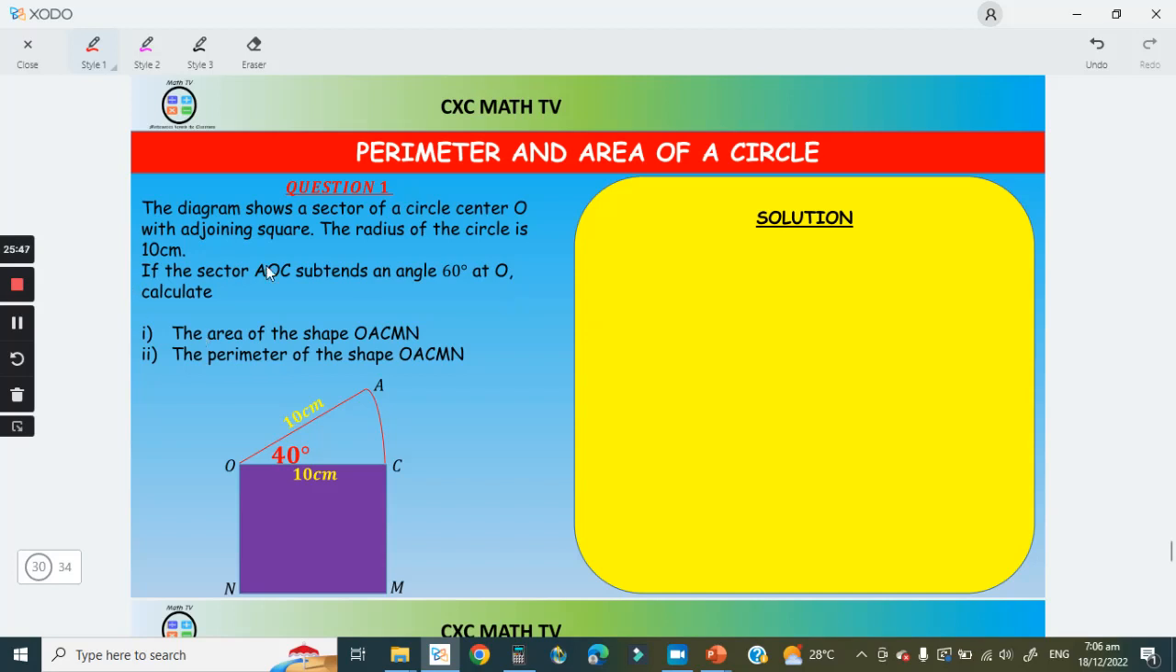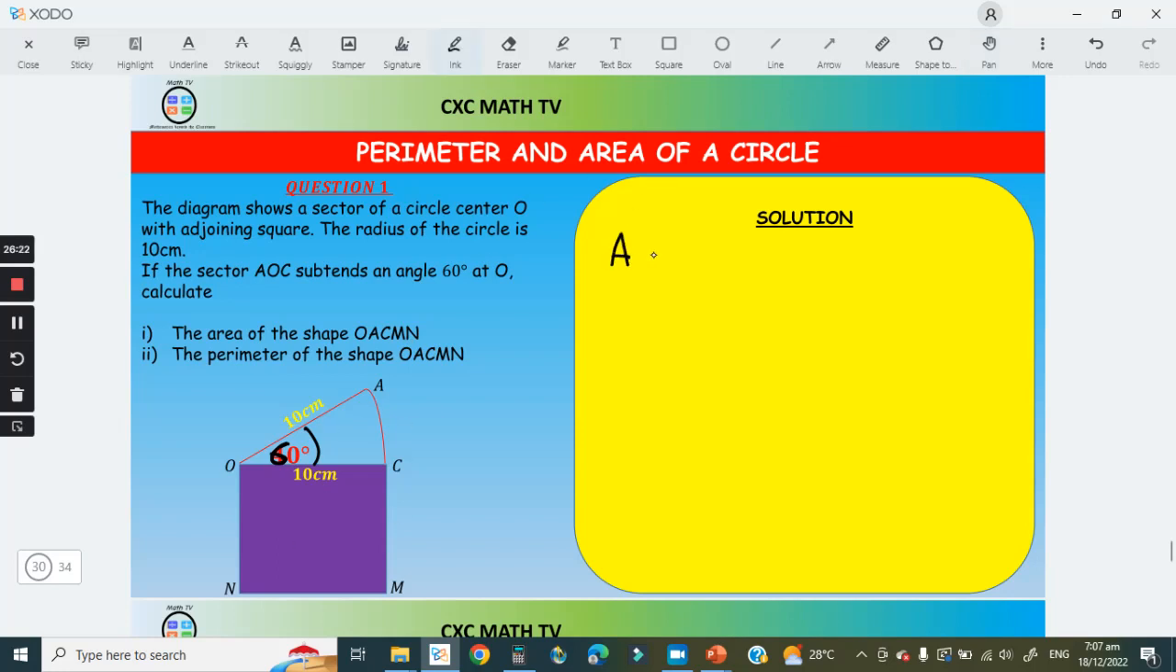This one says, the diagram shows a sector of a circle, center O, with an adjoining square. The radius of the circle is 10. Find the area of the shape and the perimeter of the shape. By the way, they told us that the angle is 60. So this shouldn't be 40, this is 60. It's a mistake on the diagram. It should be 60. Now it says find the area of the shape OACMN.